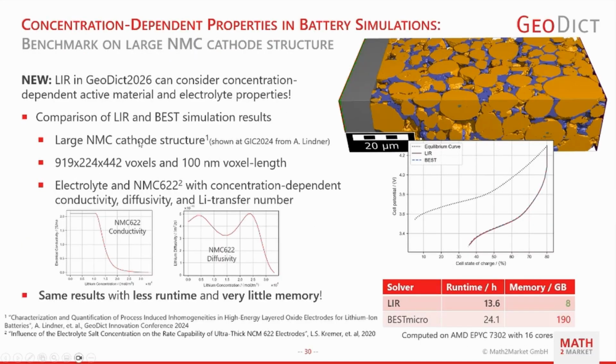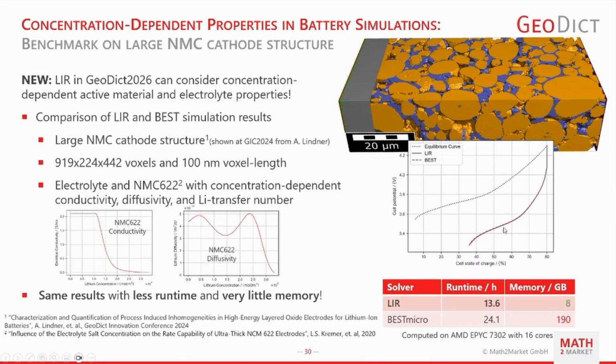The Lear can consider these concentration-dependent active materials and electrolyte properties. And this slide here shows a benchmark where the Lear and the BEST simulations are compared on this large NMC structure. This is a structure that was shown at the GeoDict Innovation Conference in 2024 by Adrian Lindner of the KET. The electrolyte and the NMC 622 in the cathode structure here are modeled with concentration-dependent parameters, shown here. And then the results are shown on the right side.